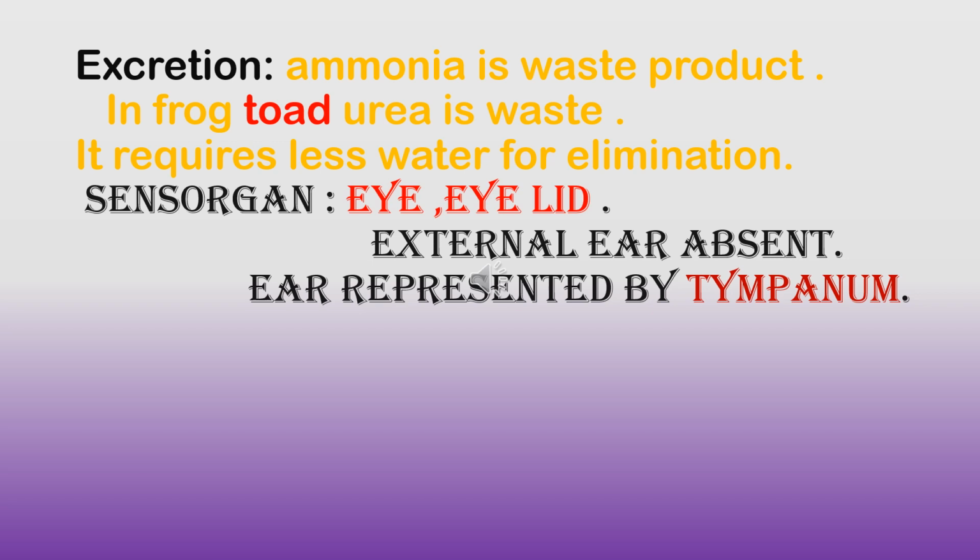Excretion is by kidneys. The excreted product is ammonia as the waste product, whereas in toads urea is the waste, which requires less water for elimination. The sense organs are eyes and eyelids. The external ear is absent, but the ear is represented by the tympanum.